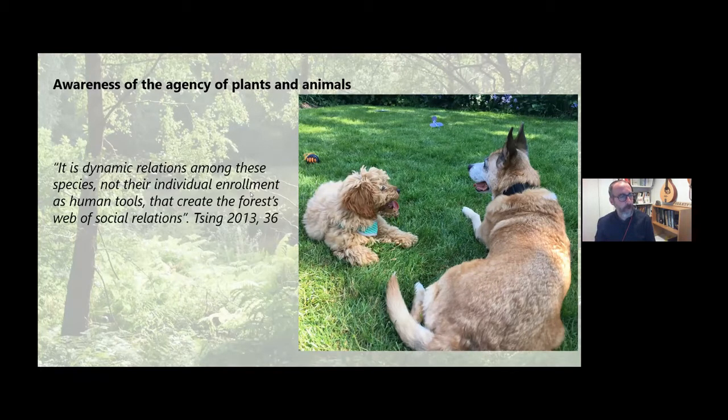And I realise that quote and that photo have no relationship to each other. I just really like the photo of those two dogs. So just imagine these are dogs who are creating some sort of environment through webs of their social relations.